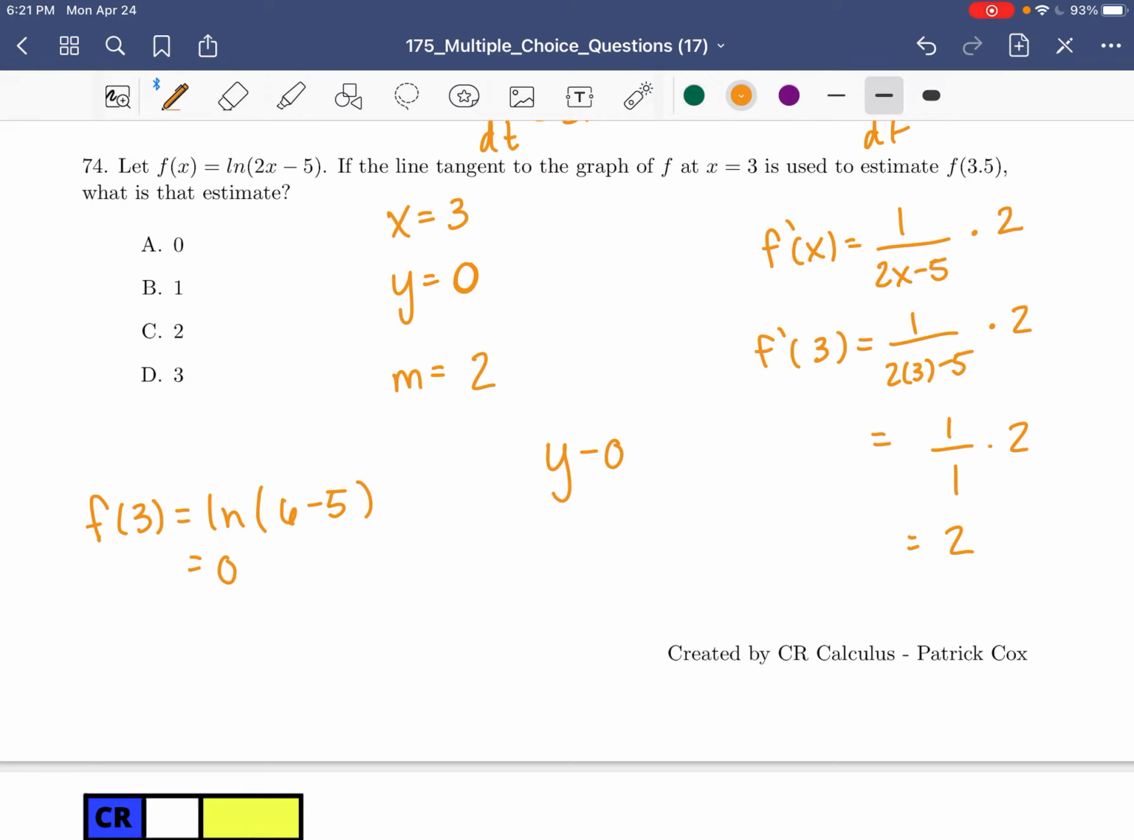Then I have my tangent line, so y minus 0 equals 2 times x minus 3. Then to estimate 3.5, I just plug it in, so y equals 2 times 3.5 minus 3, which is y equals 2 times 0.5, which has to equal 1, so our answer is B.